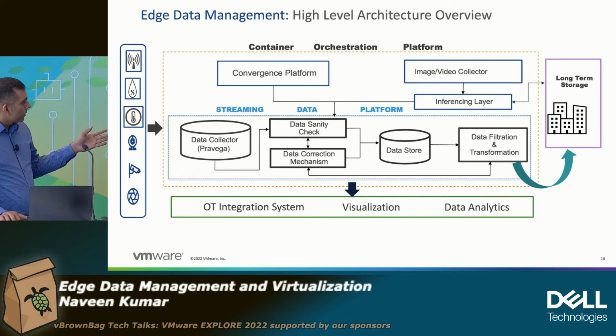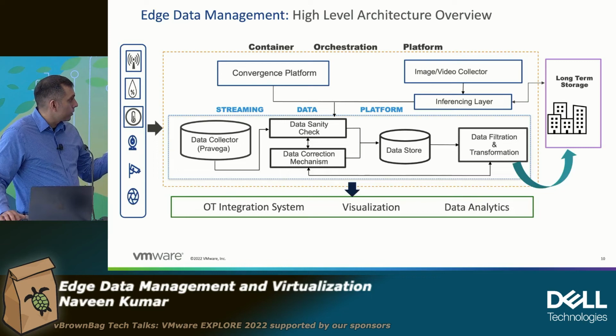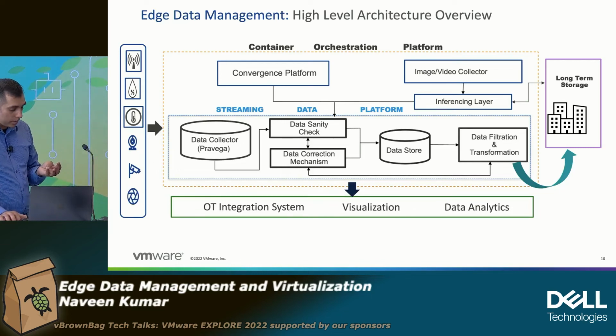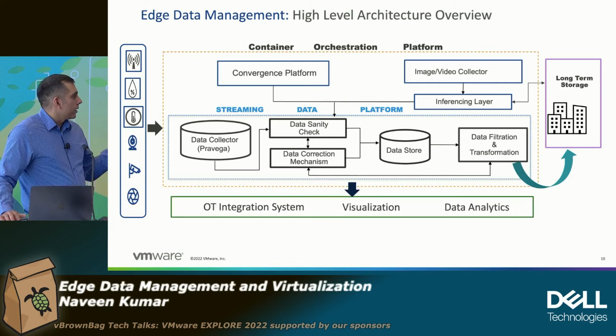So what are the takeaways from this? You need to have Kubernetes. You need to have a container orchestration platform. You need to have an event-driven architecture. You need to have a streaming platform. And you need to have a mechanism to deal with incomplete data at the edge.